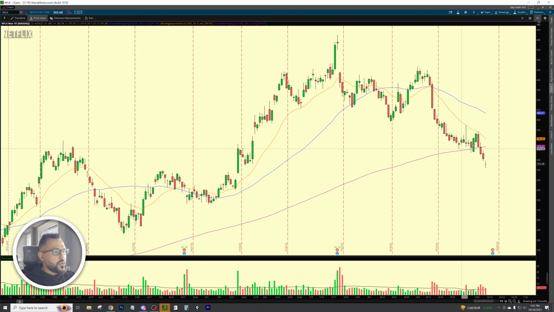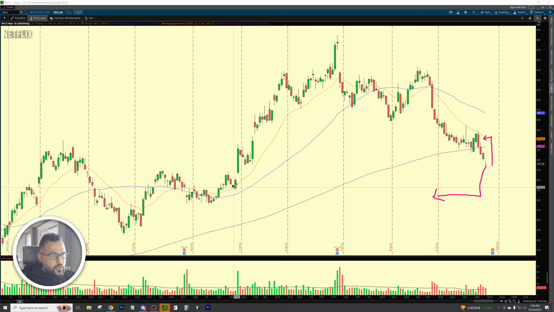So for example, here on Netflix, we're sitting right here. How do you find support? A lot of people don't know this. How do you find support? You have to look down and to the left, right? That's how you identify support. How do you identify resistance? You go up to the left, right? So that's something to always understand. If you're trying to find support levels, you go down to the left.